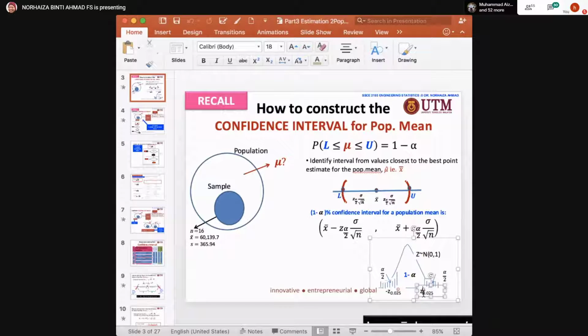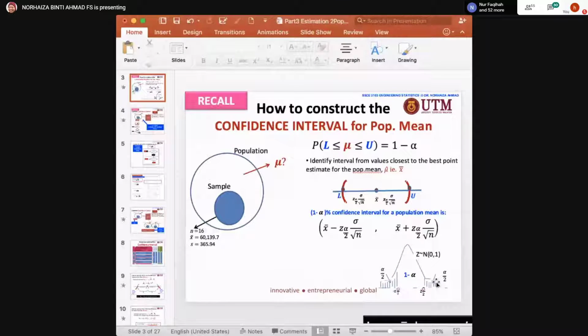So this is going to be Z minus alpha over 2. The point is the alpha over 2.